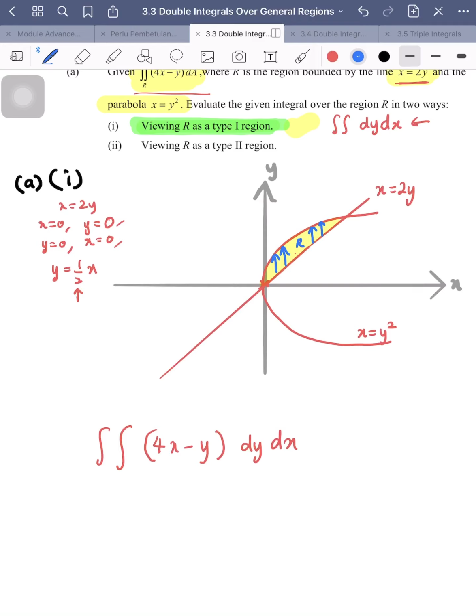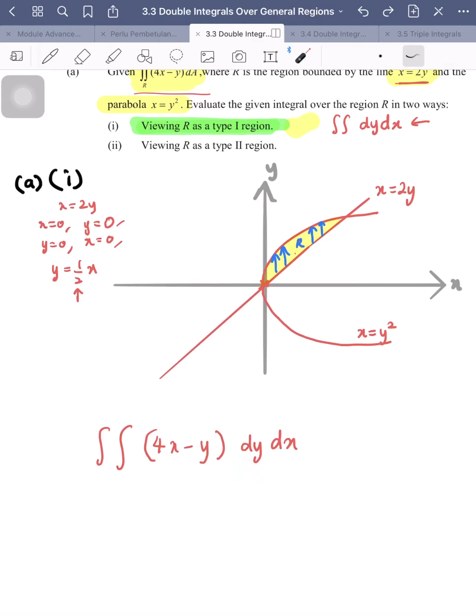it's a straight line. So the equation of the straight line should be the limit at the bottom. And on the top, you meet a curve line. So the curve will be the upper limit for y.